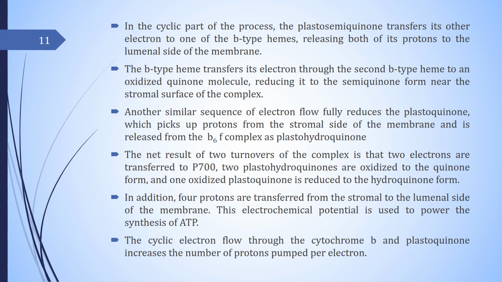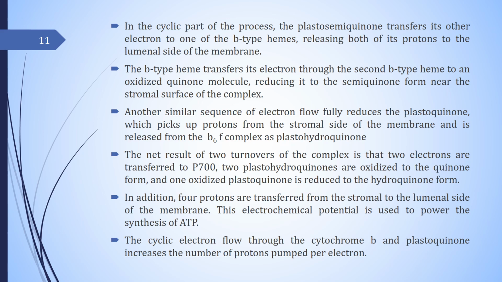The net result of these two turnovers of the complex is that two electrons are transferred to P700, two plastohydroquinones are oxidized to the quinone form, and one oxidized plastoquinone is reduced to the hydroquinone form. In addition, four protons are transferred from the stromal to the luminal side of the membrane.